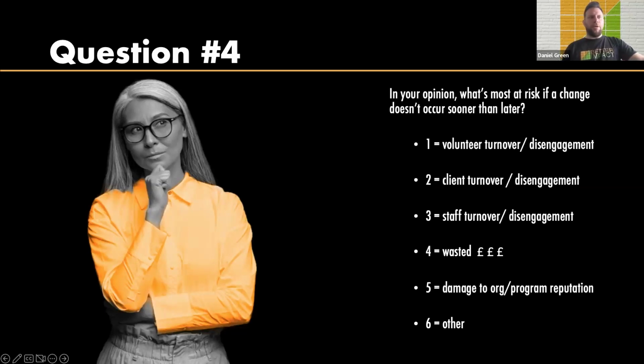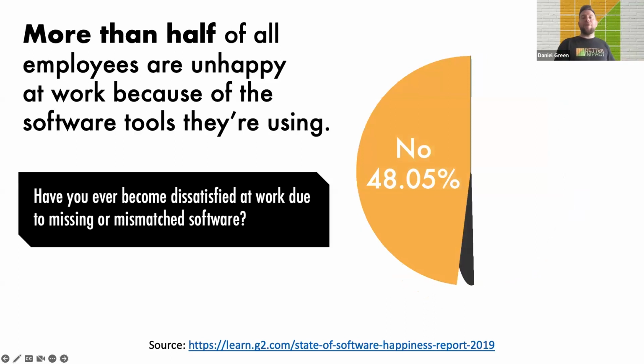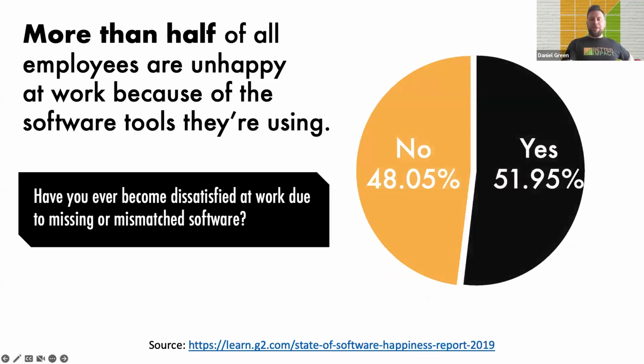Thanks, Eleanor. Number 1 and 2. Yeah, volunteer and client turnover disengagement, which can be, as you know, a major flaw in your program. Yeah, first and second knock-on effects, absolutely. So why does having the right tools for the job matter?